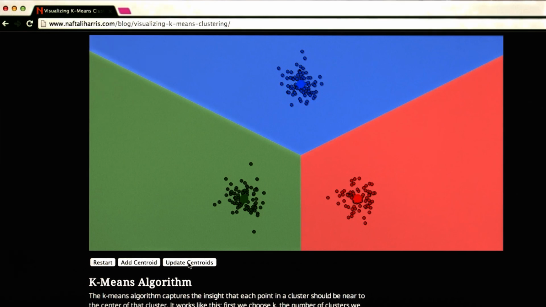So in 3 or 4 steps, using this algorithm, I assigned every point to a cluster, and it worked in a really beautiful way for this example.